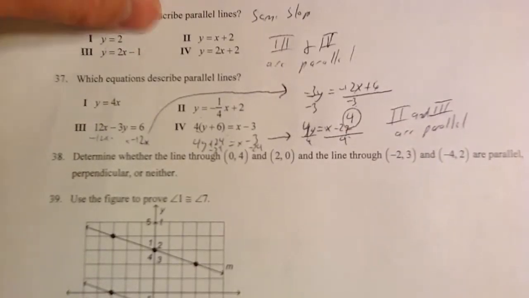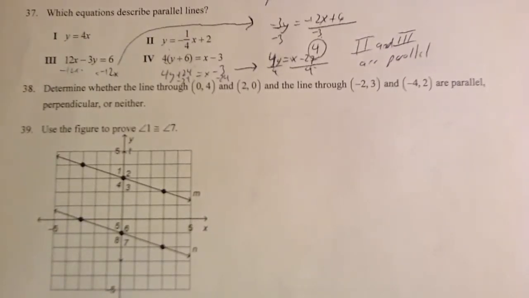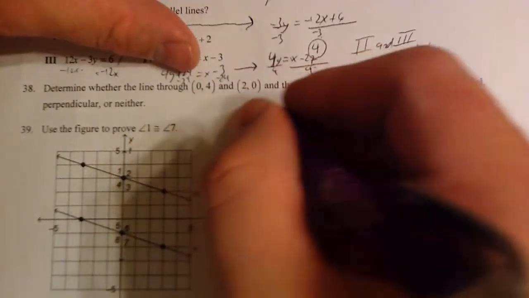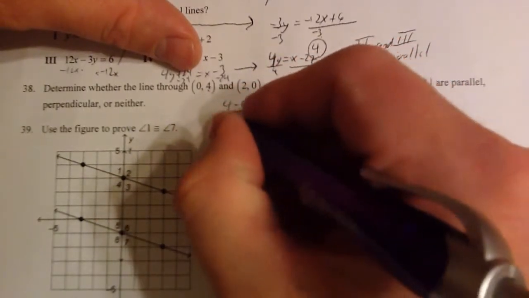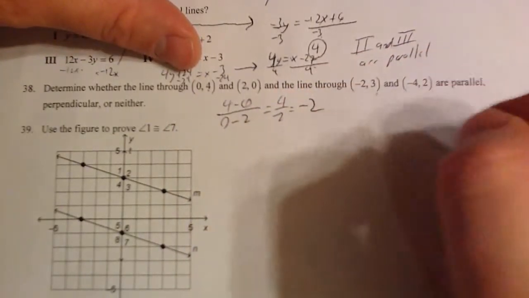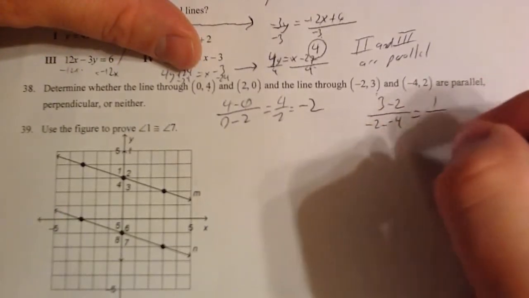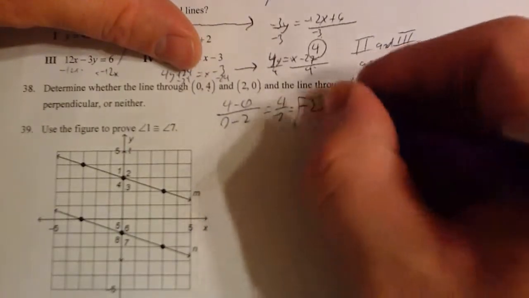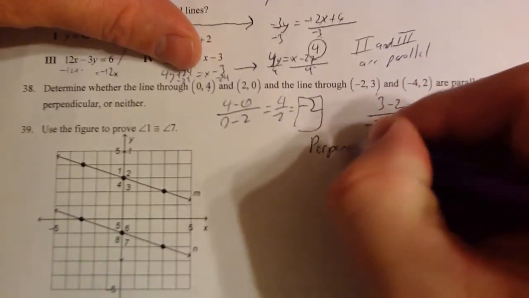Okay, question 38. Determine whether the line through 0, 4 and 2, 0, and the line through negative 2, 3 and negative 4, 2 are parallel, perpendicular, or neither. So let's calculate these. We're going to use the slope formula, so 4 minus 0 divided by 0 minus 2, which is 4 over negative 2, which is negative 2. Over here we're going to do 3 minus 2 over negative 2 minus negative 4. 3 minus 2 is 1. Negative 2 minus negative 4 is plus, so actually 2, so 1/2. So 1/2 and negative 2 are negative reciprocals of each other, so my lines are perpendicular.